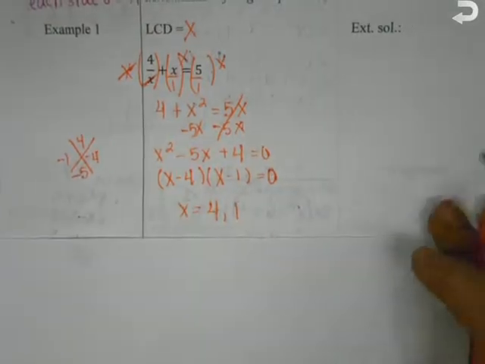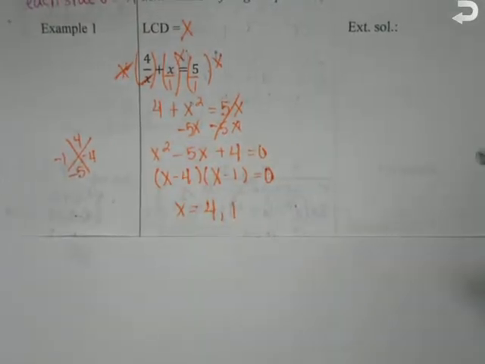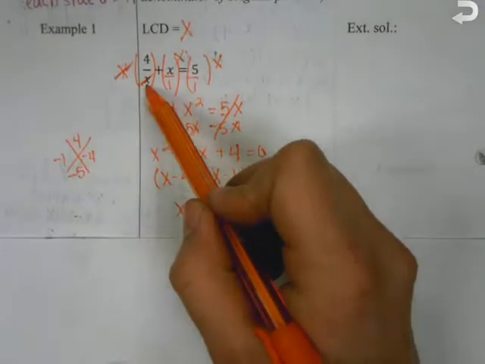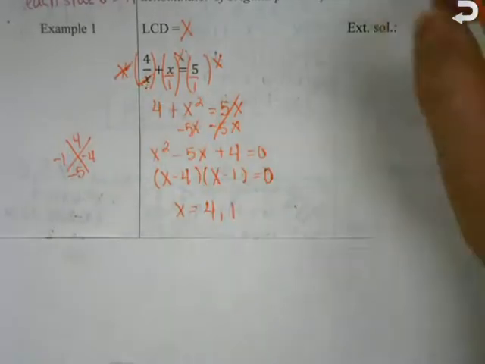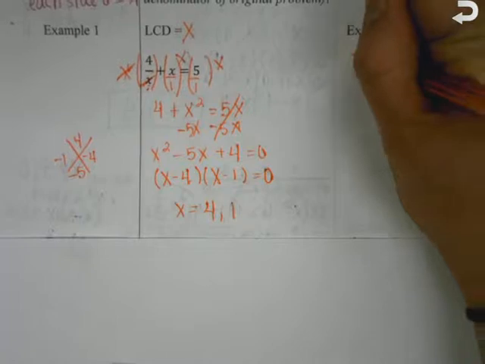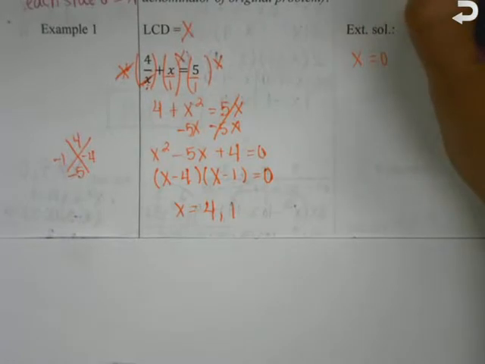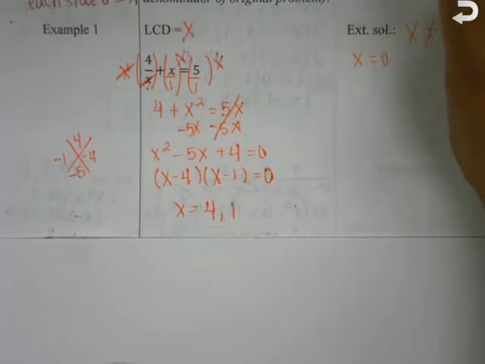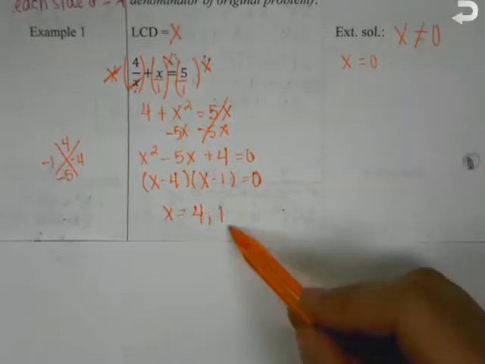Before you box it, let's check for extraneous solutions. So we take each denominator and set them equal to 0. So the only one we have to worry about here is x equal to 0. So our extraneous solution is x cannot equal 0. So are we okay with 4 and 1? Yes.